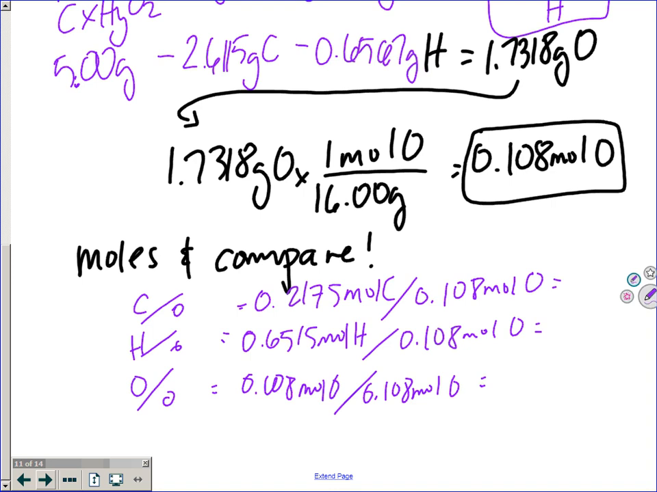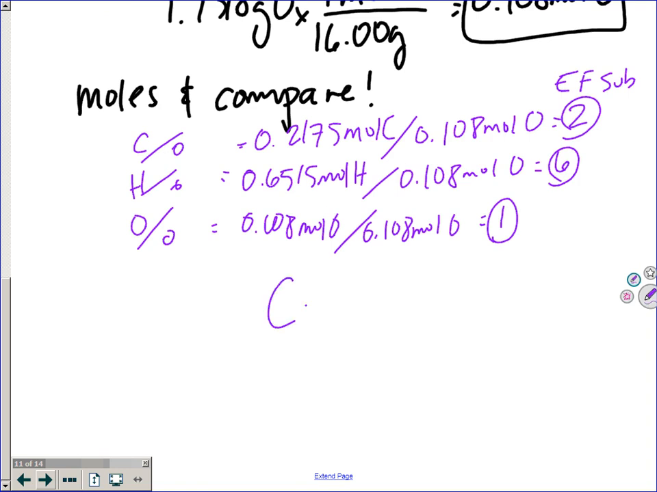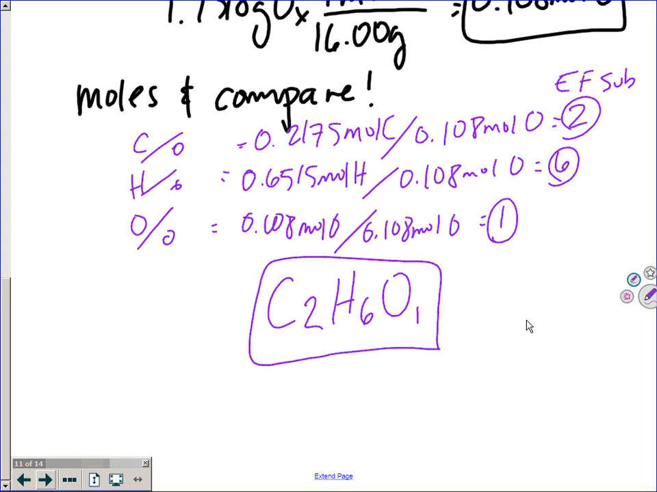And these are 2, 6, and 1 when you divide them, and this is your empirical formula subscript. So the formula should be C2H6O. Ta-da!